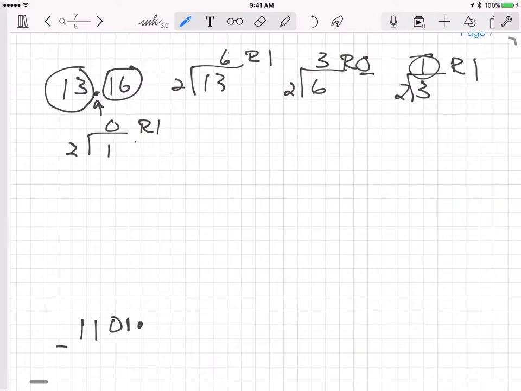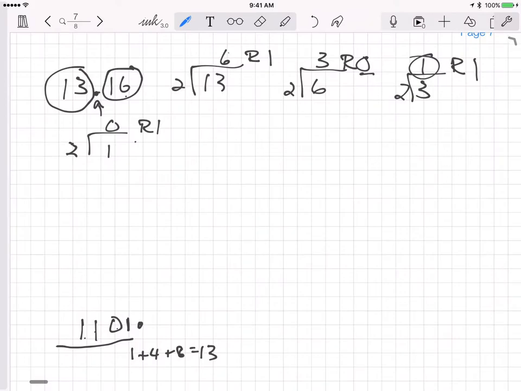So this will be the binary representation for the number 13. You can add it up to check to see if it's right. There's 1 unit, there's 0 twos, there's 1 four, and then there's 1 eight, and that, as you see, adds up to 13. Now how about the fractional part?